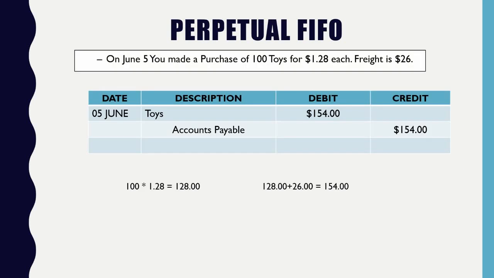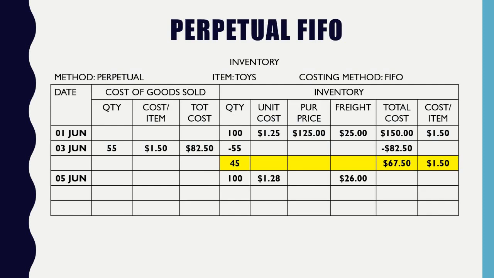So then let's see what happened next. On June 5th, you decided to make another purchase of 100 toys for $1.28 with a freight of 26. So again, I'm purchasing my inventory. There you go, I have my first batch of inventory at 45. Now my second batch of inventory is this second one, which is the 100 at $1.28. So again, 128 plus 26 will give me 154. Cost per item is $1.54, and I'm going to make it another color. So now I have two batches of inventory.